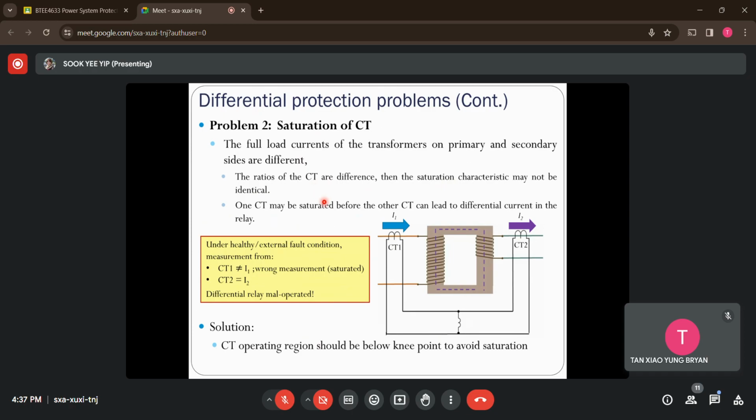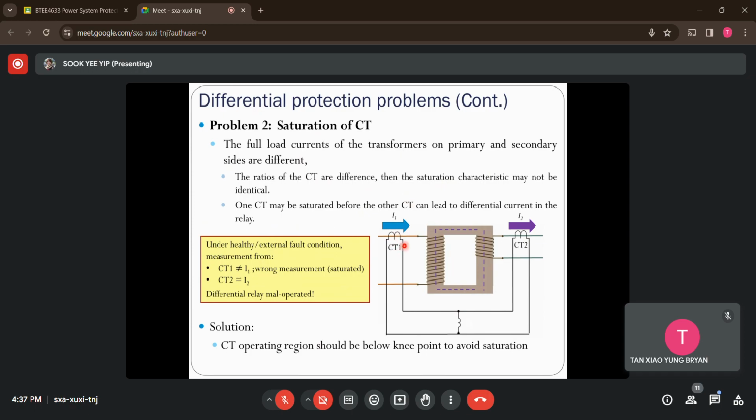So what happens if one of the current transformers saturates before the other? It will lead to a differential current flowing through the operating coil. To further explain this point, let's check out this image here. So this is the transformer. I'm using these two current transformers for the measurement, entering currents and leaving currents, and the measured currents will feed through the differential relay. What happens under a healthy condition or an external fault situation, and this first current transformer has turned into saturation first?